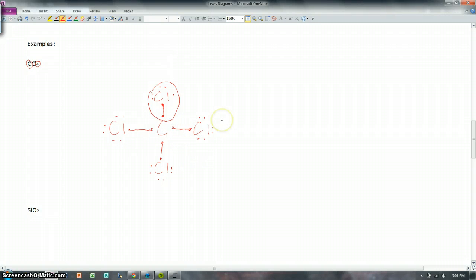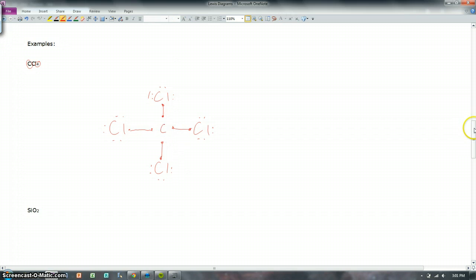And now each of these elements is happy, right? I have 1, 2, 3, 4, 5, 6, 7, 8 around the carbon, and again 8 around each of the chlorines, showing that I have my full valence shell in each case. So this is what your final diagram should look like, with the carbon in the middle.